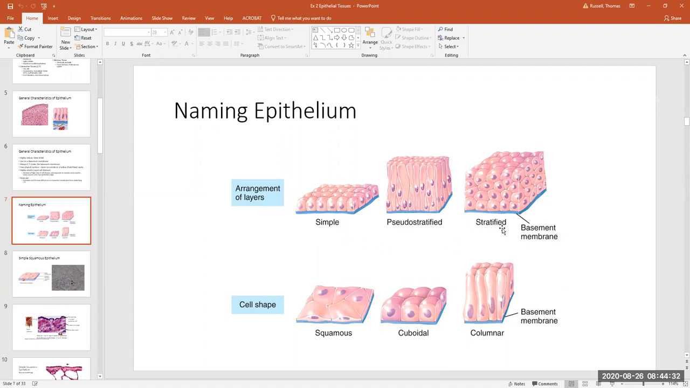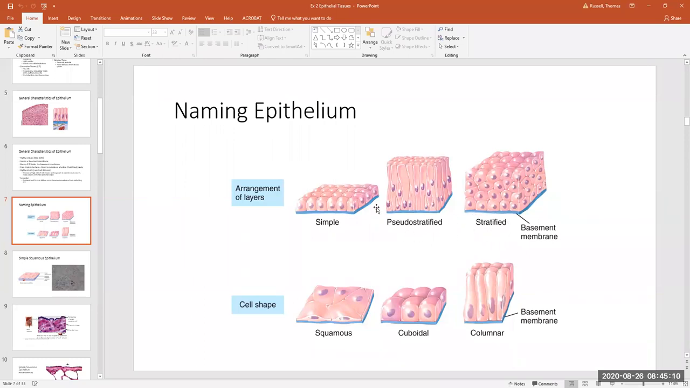Then we have some epithelial tissues that have multiple layers of cells that make up the tissue layer itself, in which case, not every single epithelial cell sits on the basement membrane. Only the cells at the very bottom would sit on the basement membrane. The cells above it don't sit on the basement membrane because they're sitting on the cell that is sitting on the basement membrane. So I think this is self-explanatory, right? Any tissue that is made up of multiple layers is called stratified.